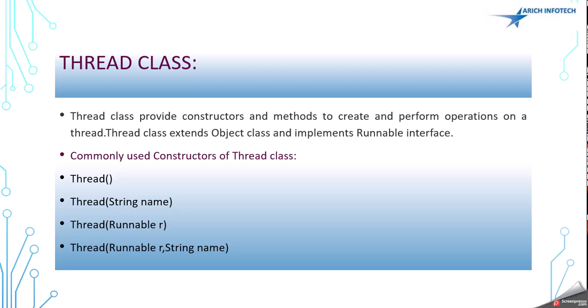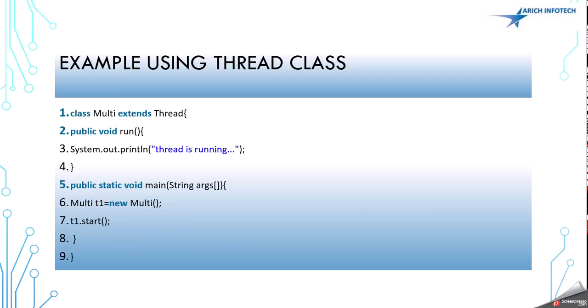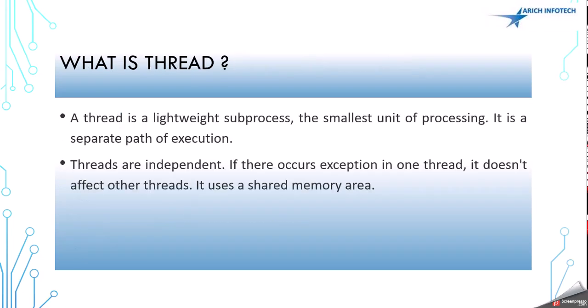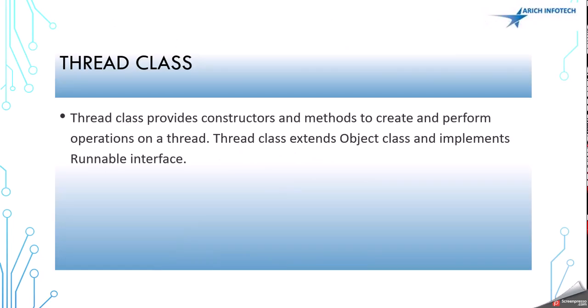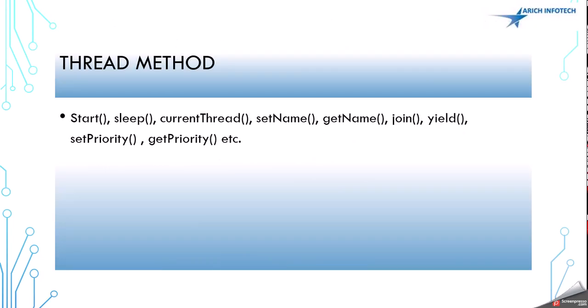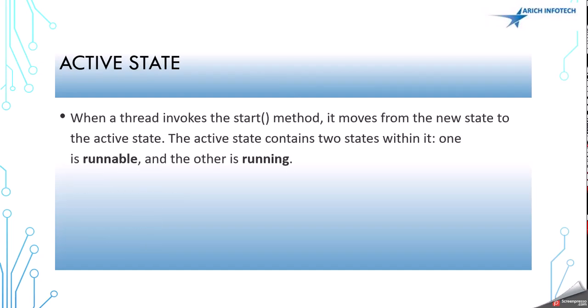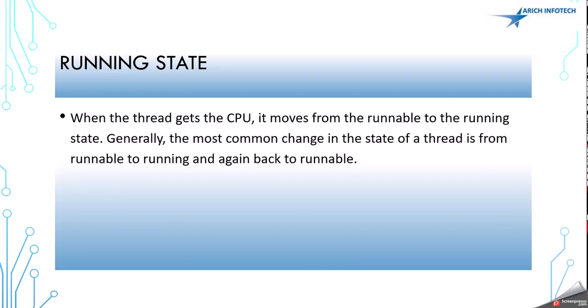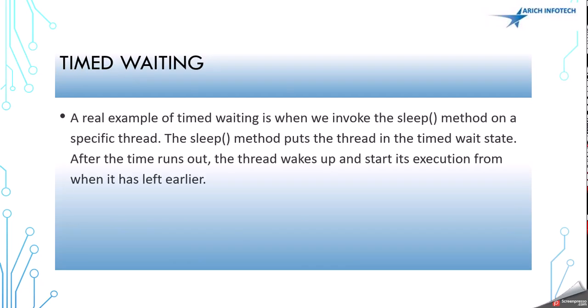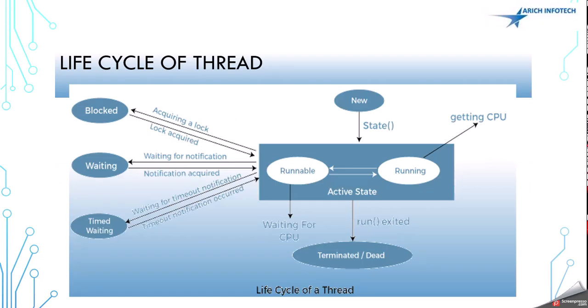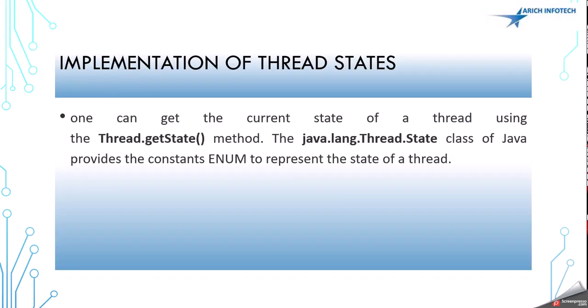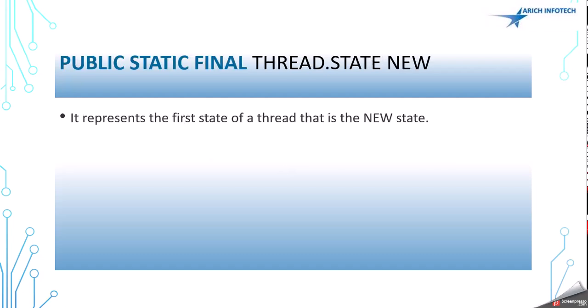There are four constructors of the Thread class. Two parameters: first is Runnable interface and second is String. I have already given you an example using the Thread class. These are the methods of the Thread class, and the states: new state, active state, runnable state, running state, blocking state, waiting state, terminated state, the life cycle of a thread, and implementing thread states.